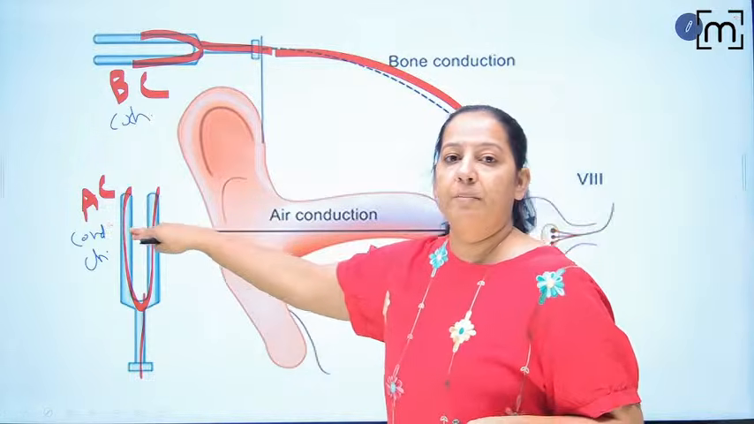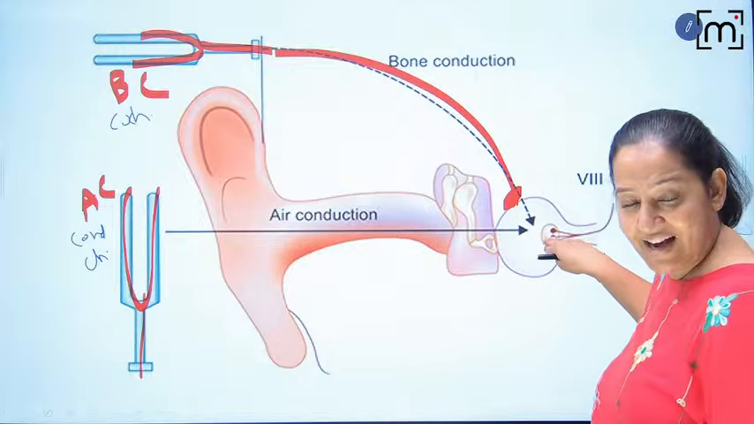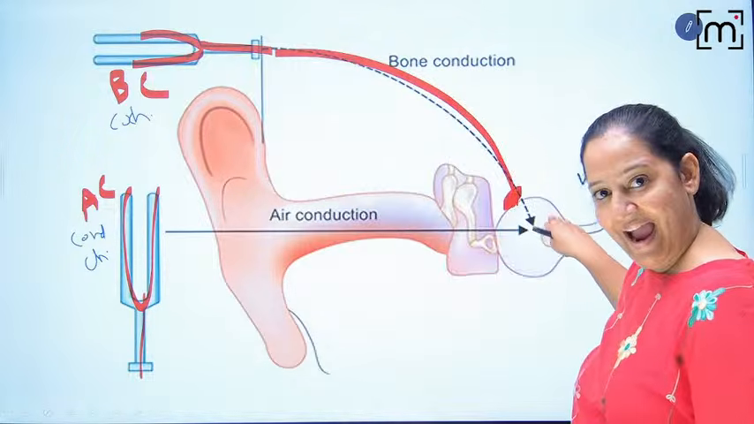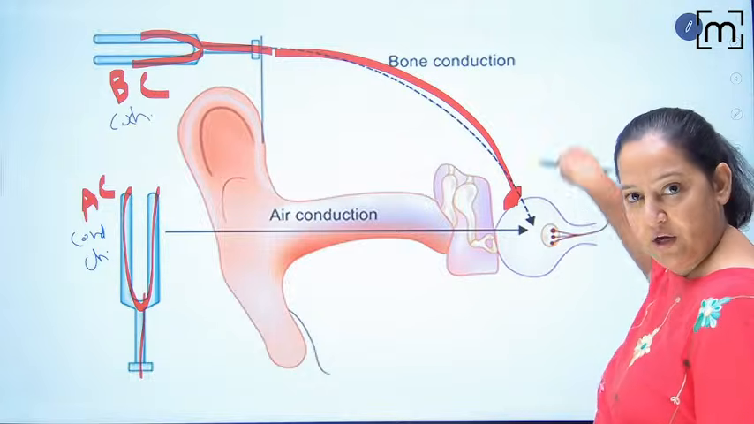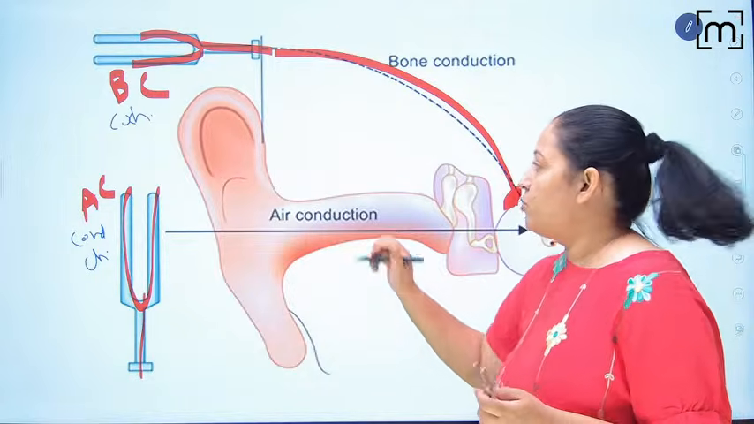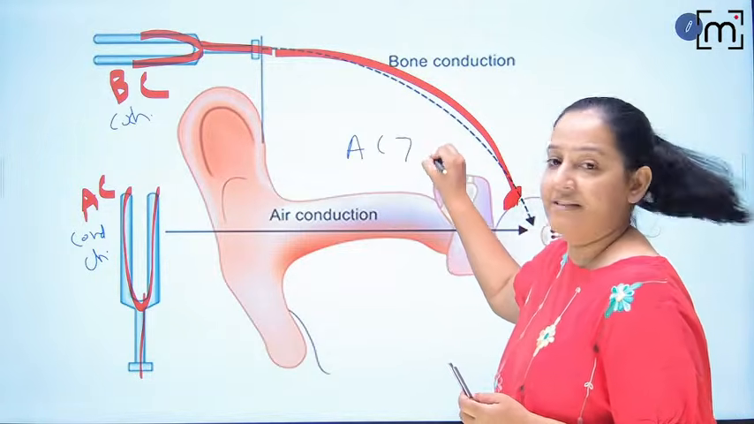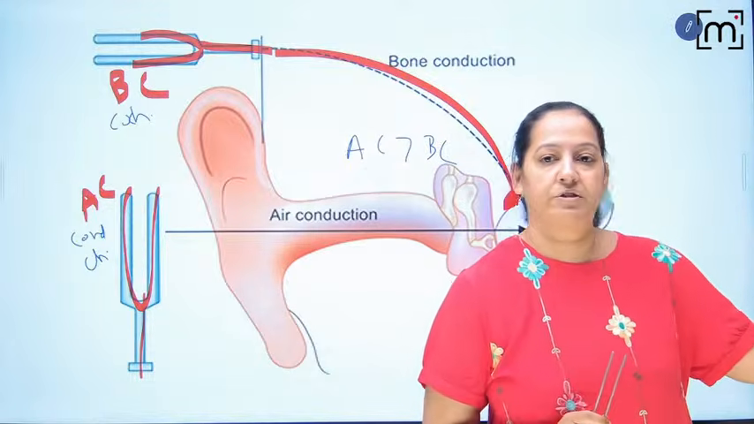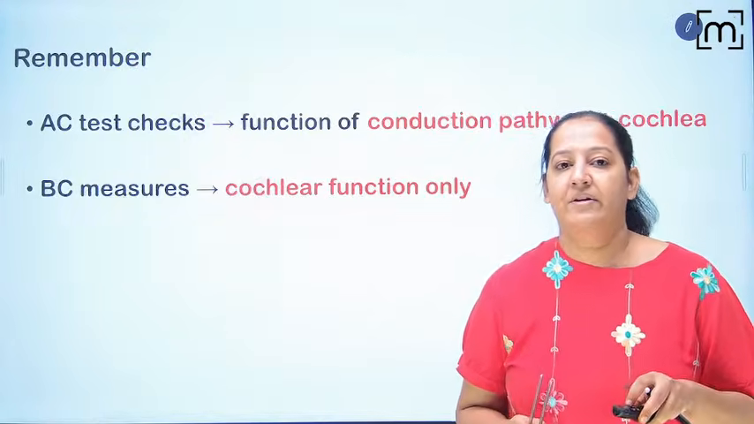Okay, so it is going from here, here, here, here, then activating this, then the cochlea. But BC is shorter because it is directly activating the cochlea, the eighth nerve and cochlea. It is bypassing. So normally AC is greater than BC, nothing to learn. So normally AC greater than BC.